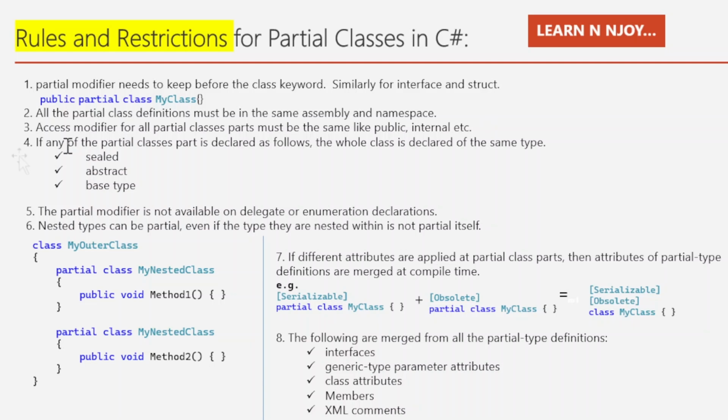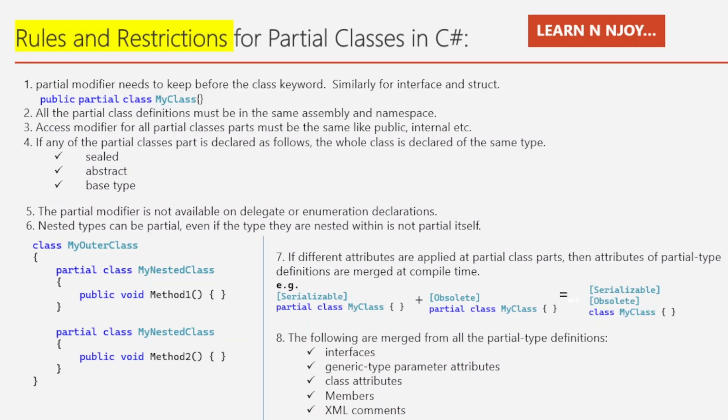Okay. Number four, if any of the partial class parts is declared as sealed, abstract, or base type, then the whole class is declared of the same type. Let's say we have three parts of a partial class. In one part, we mark the partial class sealed. Other parts are not marked sealed, even though the class becomes a sealed class. Number five, the partial modifier is not available on delegate or enumeration declaration.